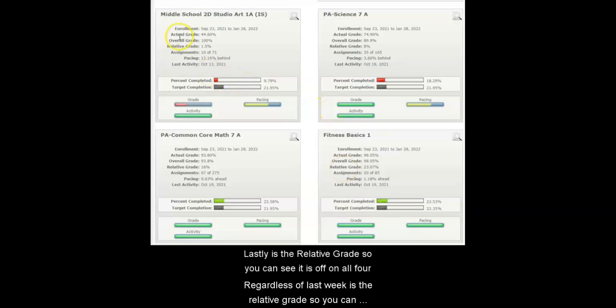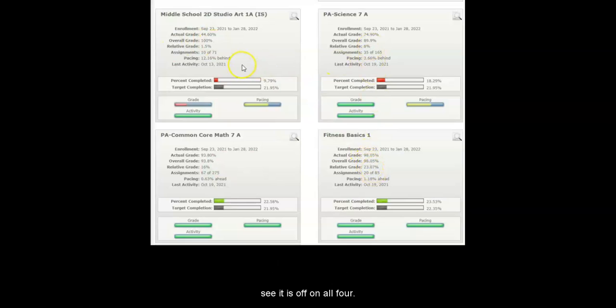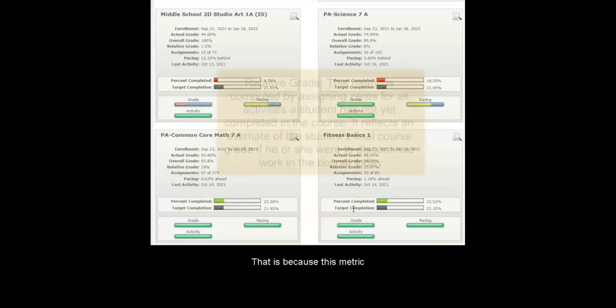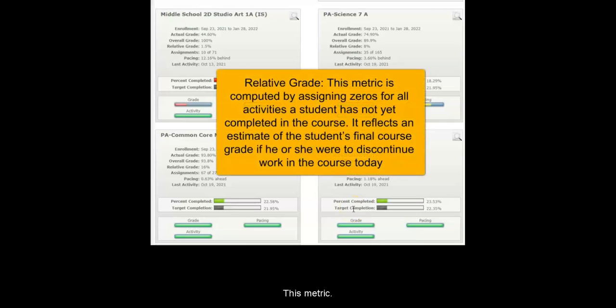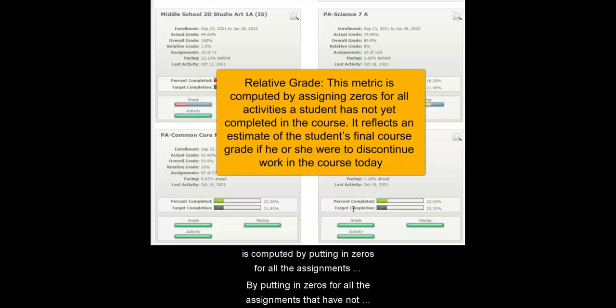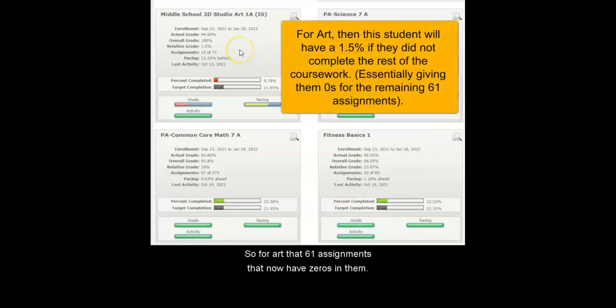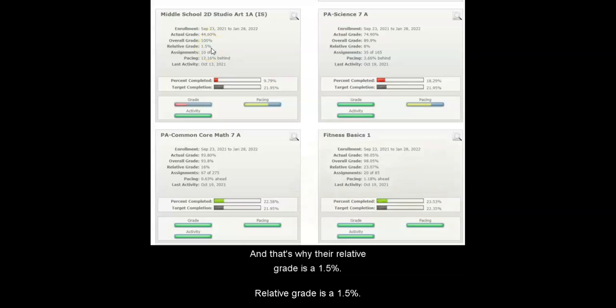Lastly is the relative grade. So you can see it is off on all 4 courses, right? It's significantly lower than their overall and their actual grades. That is because this metric is computed by putting in zeros for all the assignments that have not yet been completed in the course. So for art, that's 61 assignments that now have zeros in them, and that's why their relative grade is a 1.5%.